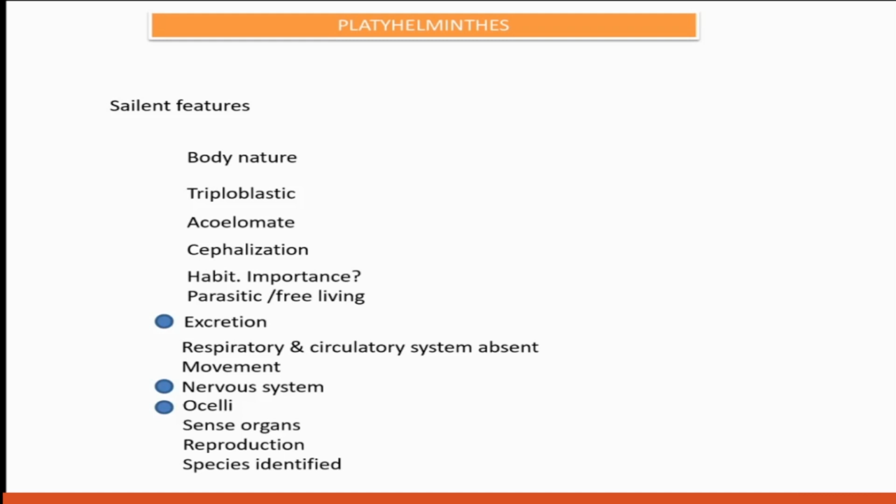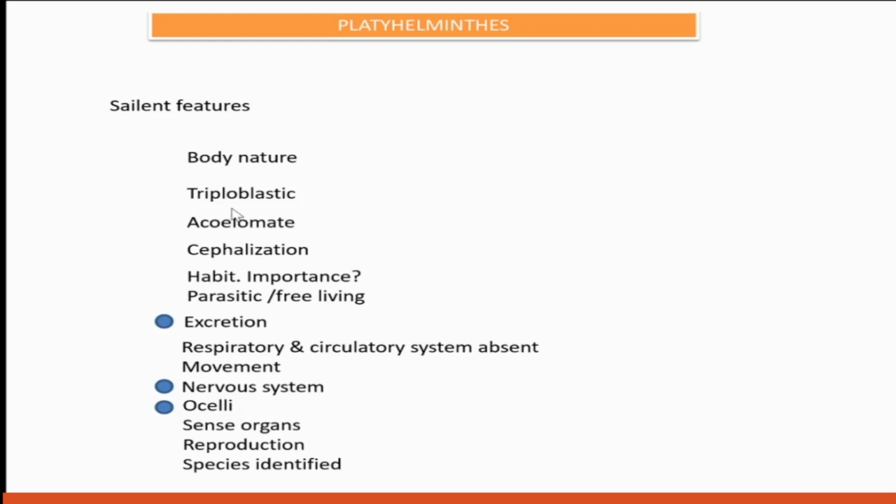Bilaterally symmetrical. Bilateral symmetry, we have learned that in the beginning of the semester itself. Bilateral symmetry means if we cut through the central plane, equal halves will be obtained. So, body is unsegmented, bilaterally symmetrical, and also dorso-ventrally flattened. Three points: unsegmented, bilateral symmetry and dorso-ventrally flattened.